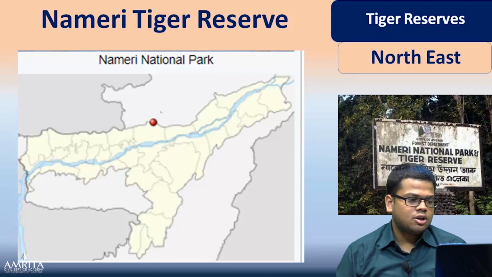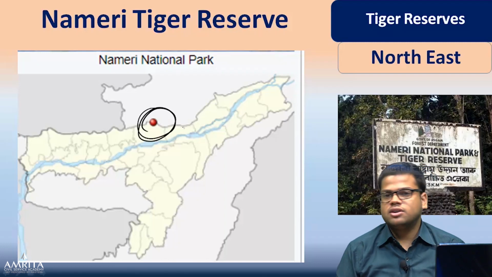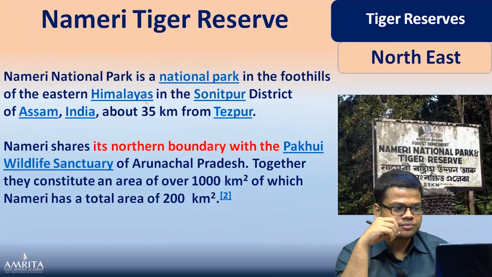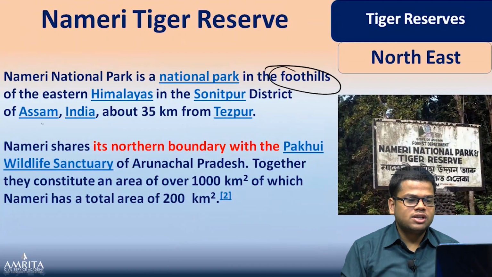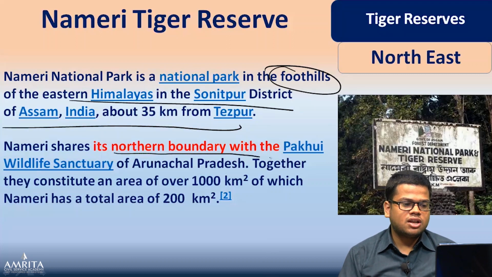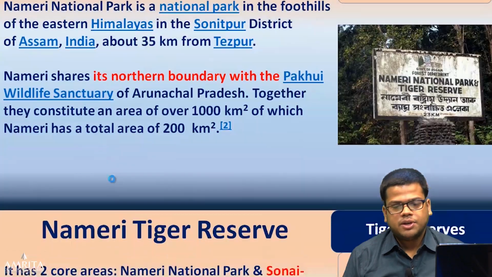Next we come to Nameri. Now this location seems very close to Pakke Tiger Reserve, right? We will see that it is very near to it. They share a boundary. It is at the foothills of the eastern Himalayas in the Sonitpur district of Assam, about 35 km from Tezpur. It shares its boundary with the Pakke Wildlife Sanctuary of Arunachal Pradesh. Together they constitute the Nameri area.